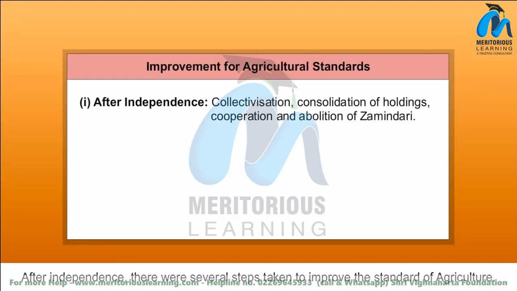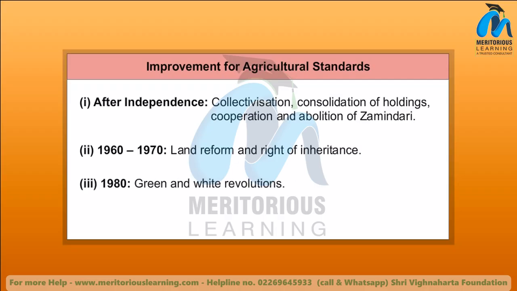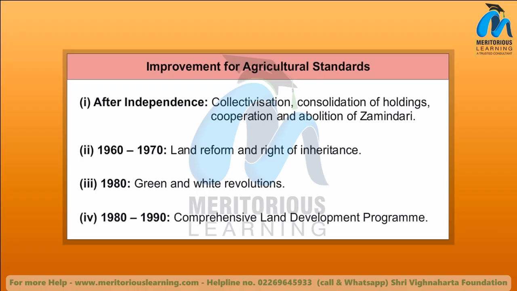After independence, there were several steps taken to improve the standard of agriculture. Collectivization, consolidation of holdings, cooperation and abolition of zamindari were included in these steps. Land reform and the right of inheritance were also some great steps taken by government in between 1960 to 1970. Later, Green Revolution and White Revolution took place, which enhanced the quality and standard of Indian agriculture. A comprehensive land development program was initiated in 1980s and 1990s.